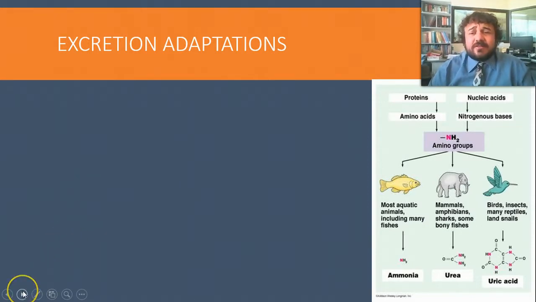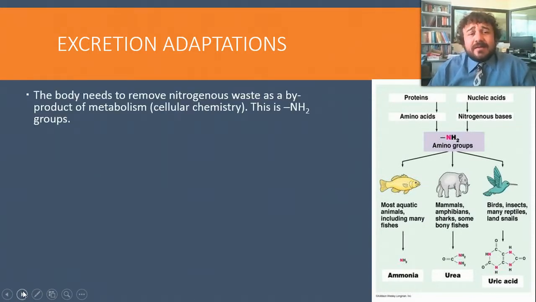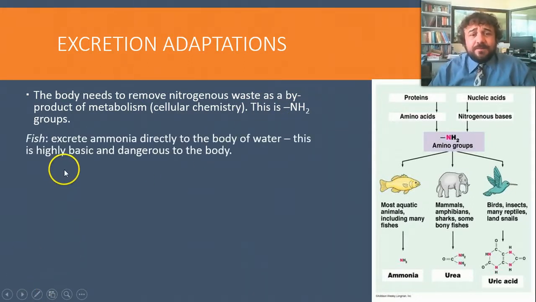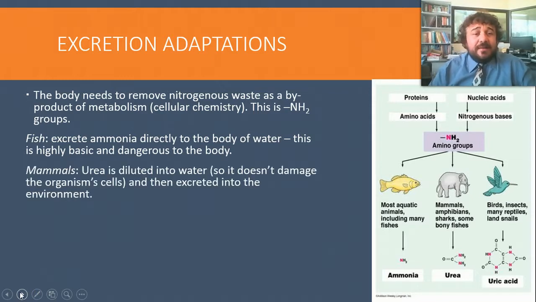So let's look at excretion adaptations. Now, basically, your body needs to remove nitrogenous waste. Now, this is a byproduct from our metabolism, which is the chemistry inside the cell, and it's usually these NH2 groups. So, you can do it the fish style, which is very easy when you have lots of water, and that is you excrete ammonia directly into the water. So ammonia is NH3 here. So you excrete ammonia directly into the water. It's actually highly basic and super dangerous for us, so we don't do that.